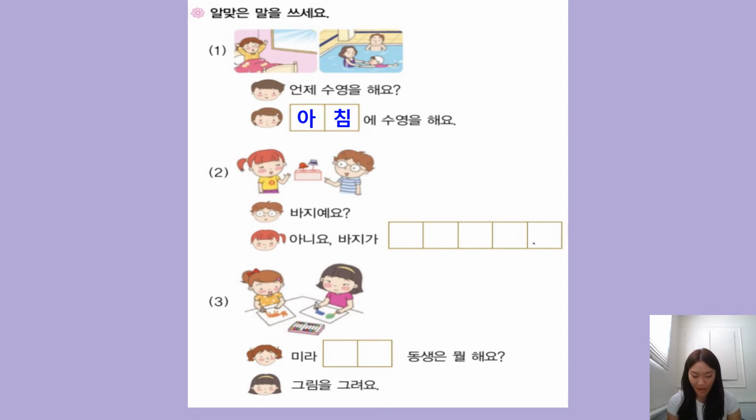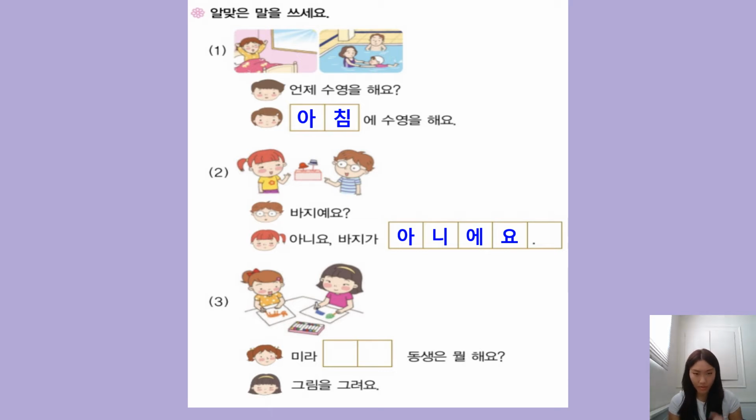두 번째, 바지예요? He's pointing at a hat and asking if those are pants. So then the answer would be 아니요, 바지가, it's not pants. So we're going to say 아니요, 바지가 아니에요. We also learned this too. 아니에요 and 이에요. Okay? So 아니요, 바지가 아니에요. No, those are not pants, those are hats.